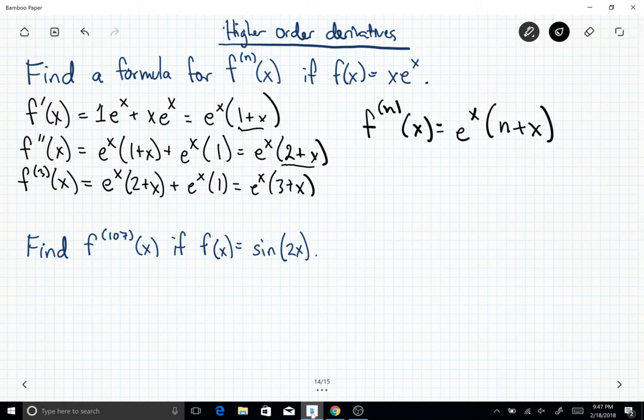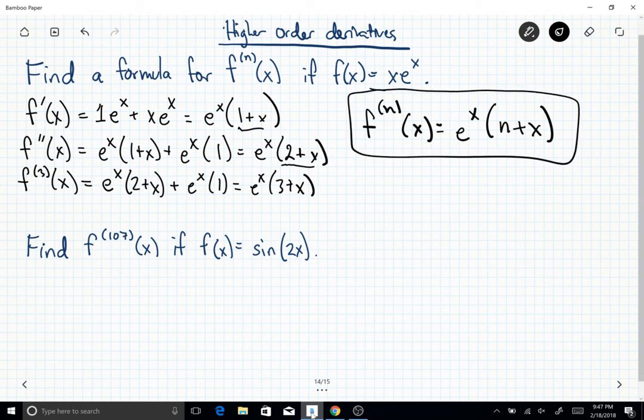Okay. So, you could check that formula. Check the fourth derivative, make sure it follows that formula. You can double check and triple check and keep on going if need be. So for our next one, find the 107th derivative of x if f of x equals sine of 2x.